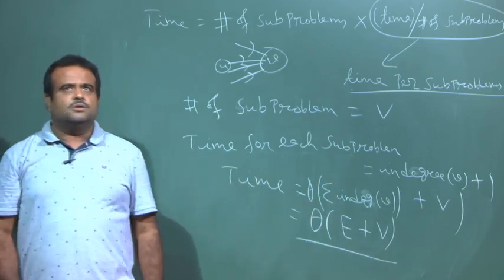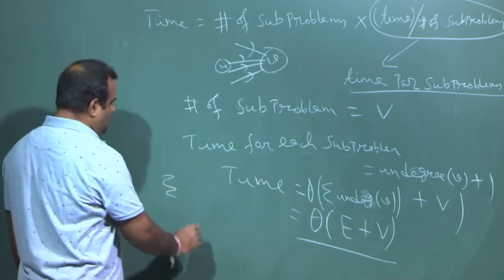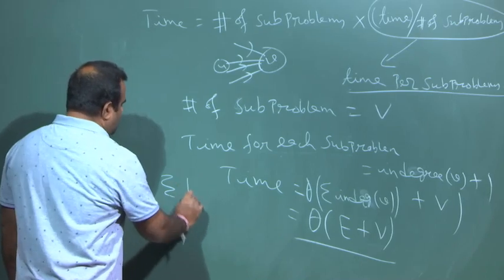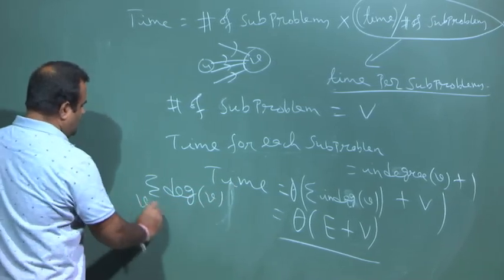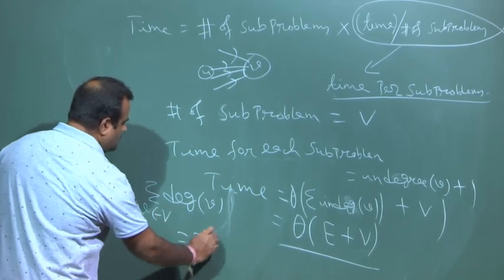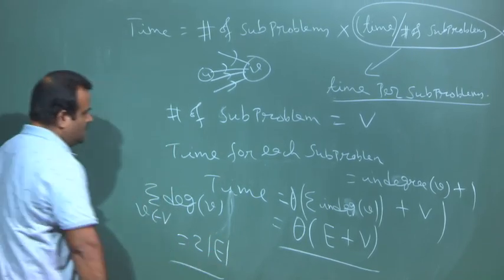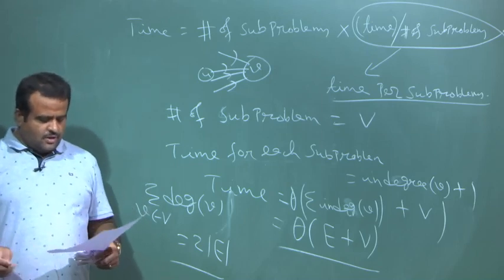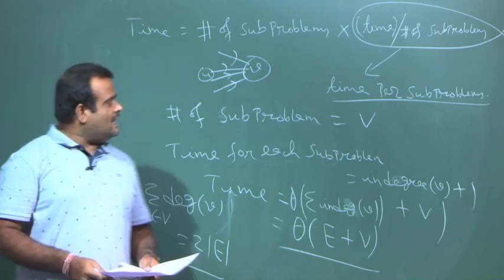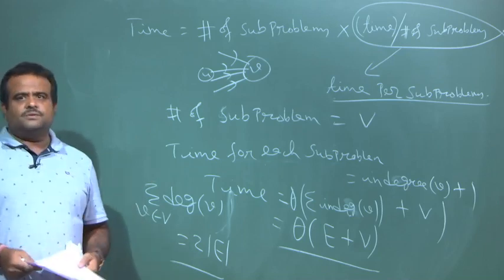Handshaking lemma. So, we know this: the summation of degree of V is basically order of E. This is the Handshaking lemma. This is coming from the Handshaking lemma. Okay. So, now does this algorithm work for any graph?